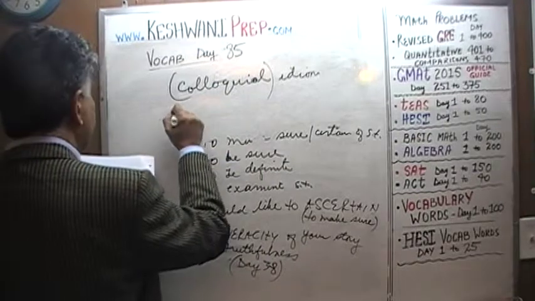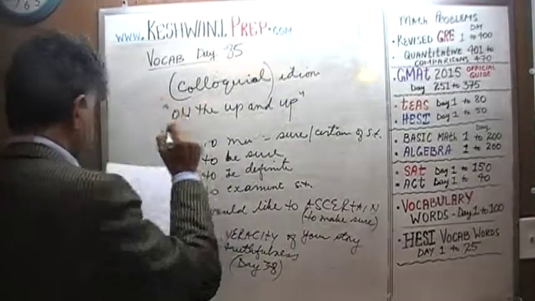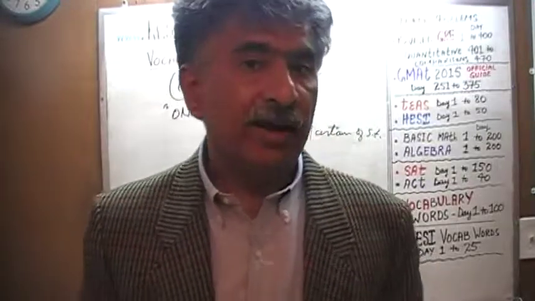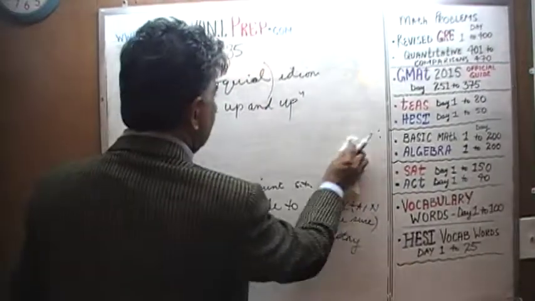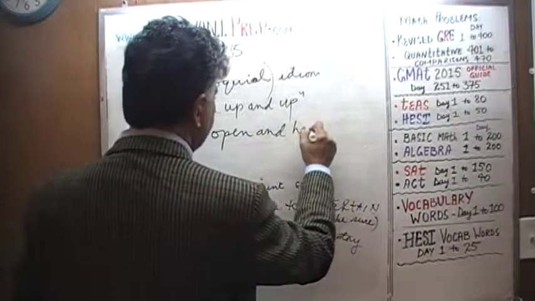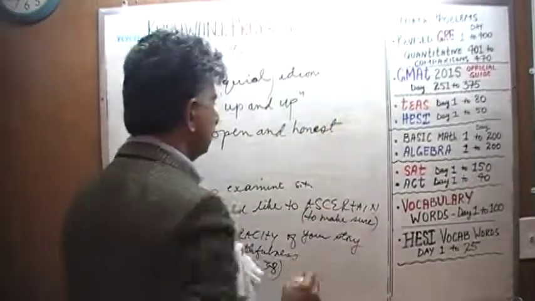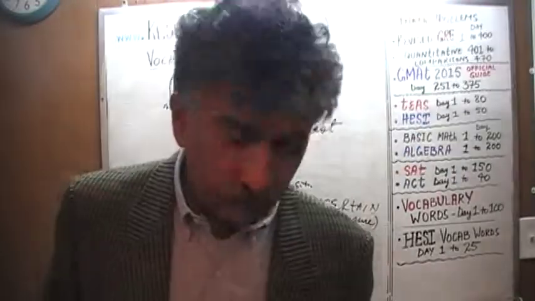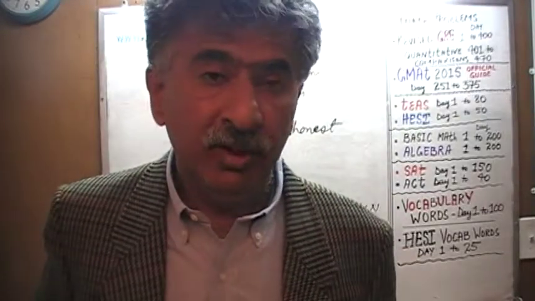And the idiom is on the up and up. What does it mean when someone says, I would like to make sure that everything is on the up and up? Everything is on the up and up means it is open and honest. I saw something very suspicious going on in my neighbor's front yard, and they were not home, so I called the police just to make sure that everything was up and up.